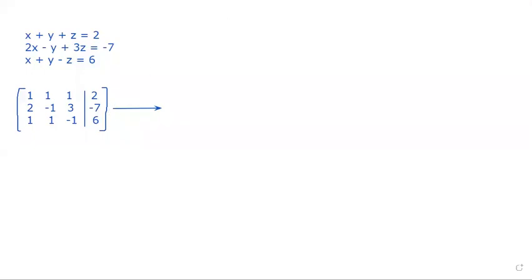So the first thing I want to do, I want to say negative 2 row 1 plus row 2, and that's going to give me a new row 2. All right, so let's go through this one. So this stays the same. 1, 1, 1, and then 2. Now, negative 2 row 1 plus row 2. So negative 2 times 1 is negative 2, plus 2, that gives us a 0. That was our desired result.